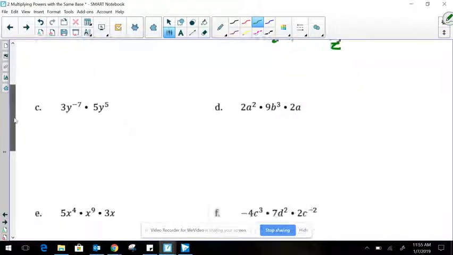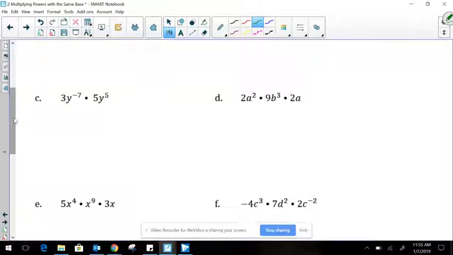Great. Okay, let's move on then. Let's go to D. Okay, so stick with the same rule. I'm multiplying all these big numbers. So 2 times 9 times 2. Okay, so 2 times 9 is 18 times 2. We should get what? 36.